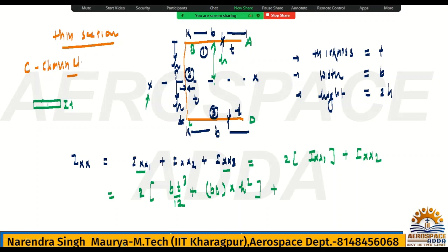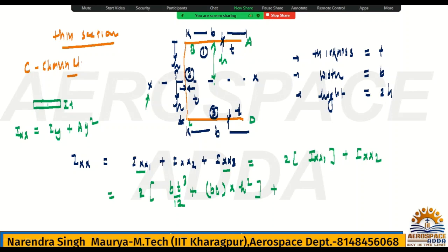Sir, this h square I didn't understand. If you remember the parallel axis theorem, it was taking the moment about the CG at a distance: I equals I_CG plus A y square.